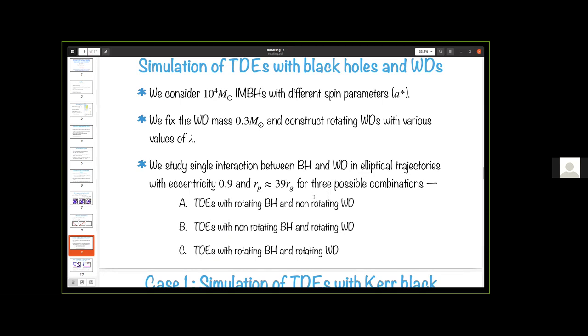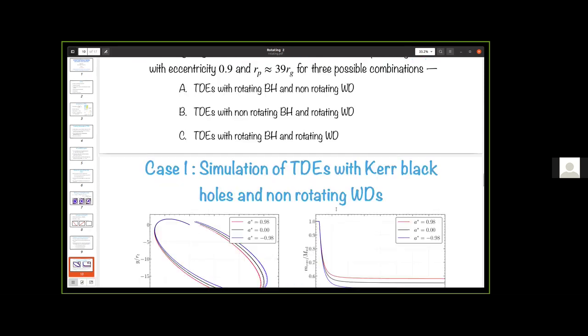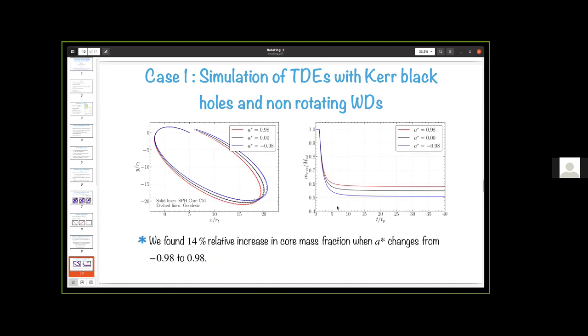But in order to fully understand the coupled rotation effects, it is a good idea to first understand the individual rotation effects. And there are three possibilities here. One is the TDEs with a rotating BH and a non-rotating white dwarf. Then the TDEs with a non-rotating BH and a rotating white dwarf, and finally TDEs with a rotating BH and a rotating white dwarf. So this is the simulation result for TDEs with a rotating black hole and non-rotating white dwarf. In the right-hand panel, I have plotted the core mass fraction, which is the normalized core mass fraction, along with the normalized time.